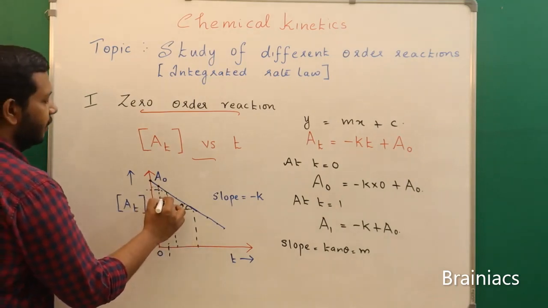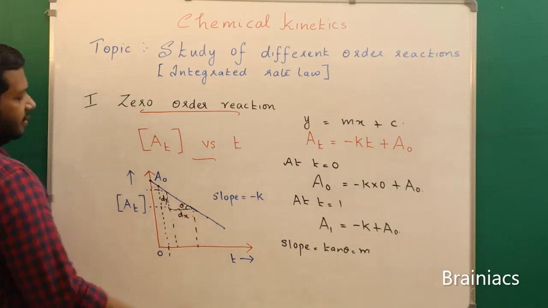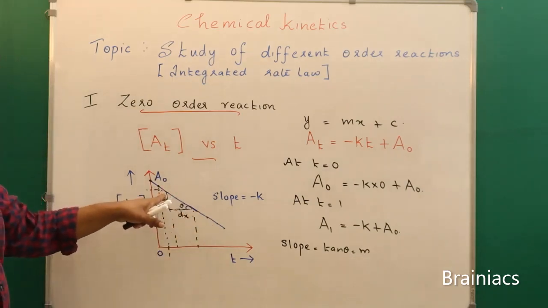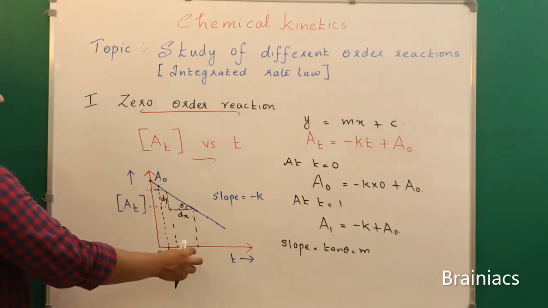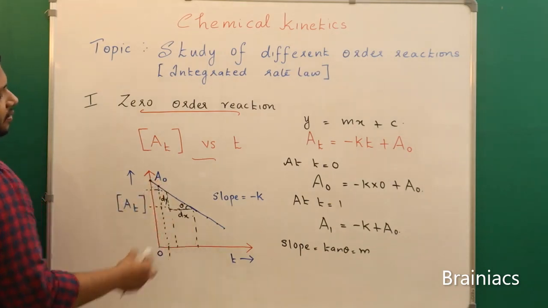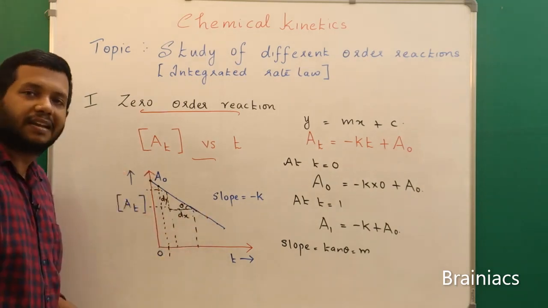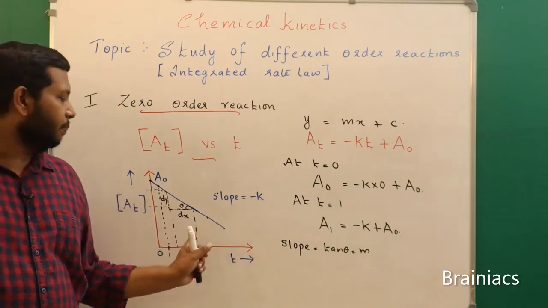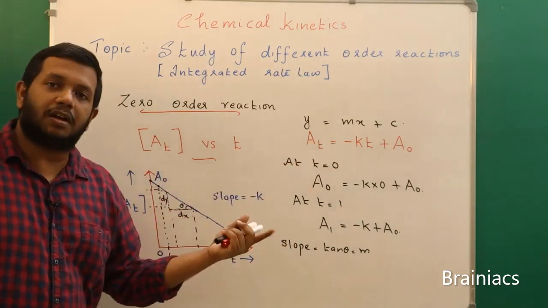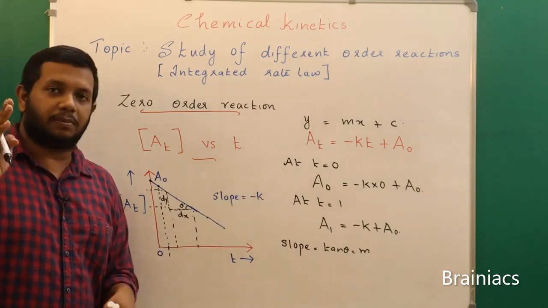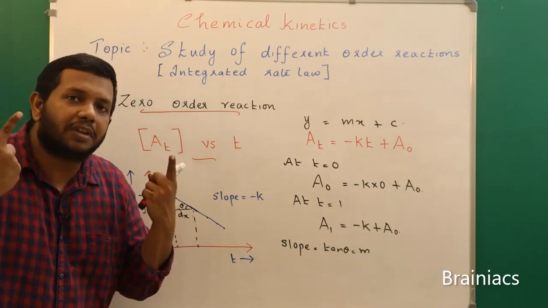So this part I will say dy, and this part I will say dx. So tan theta is opposite side by adjacent side. So here, A of t during this interval divided by the time interval between this. If you take a bigger triangle also, you will get the same value since it is a ratio. So that is how, graphically, you are finding out the slope, which is nothing but my rate constant k. So please remember, for a zero order reaction, slope is the rate constant k.